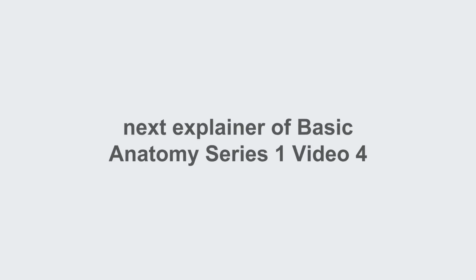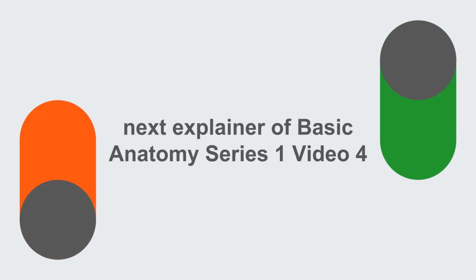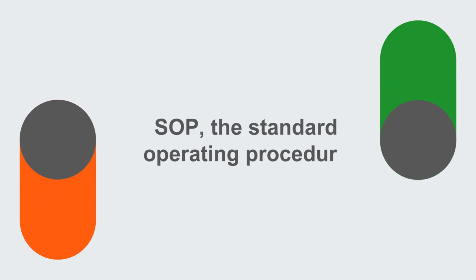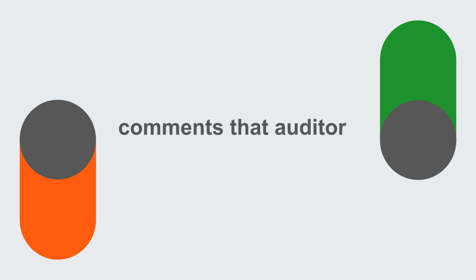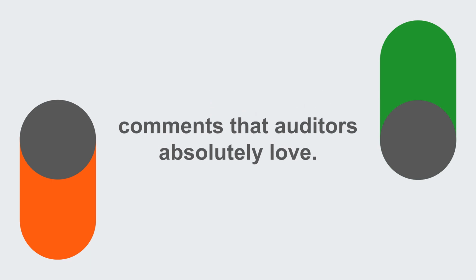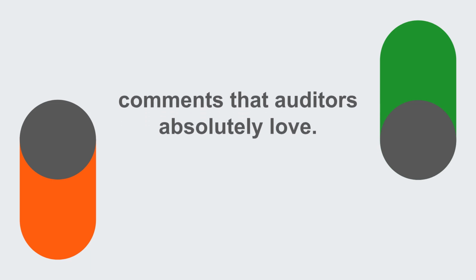Since you've mastered all the glitches and now you precisely know when to release a task, in our next explainer of Basic Interface Series 1, Video 4, we are diving into the task submission SOP, the standard operating procedure. I'm going to show you the safe zone for your timer so you never get flagged for going too fast. And we will also discuss how to write the kind of comments that auditors absolutely love.